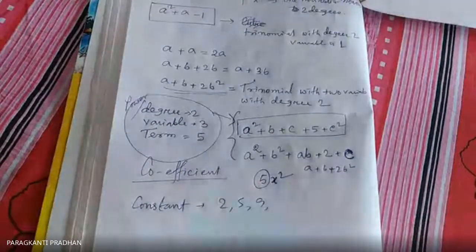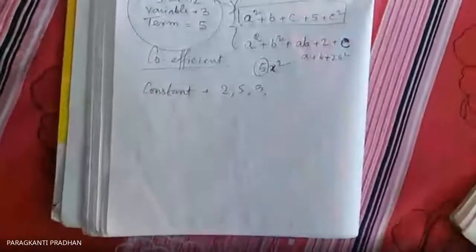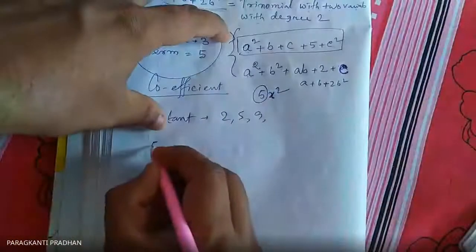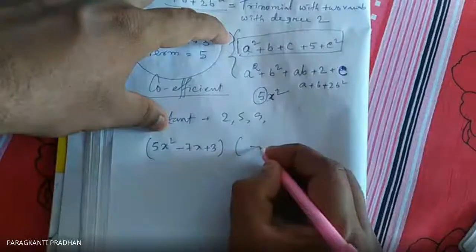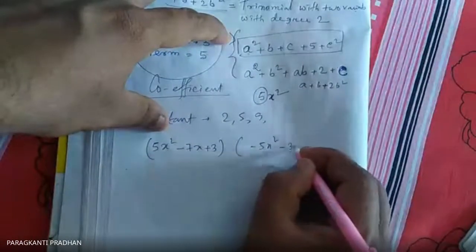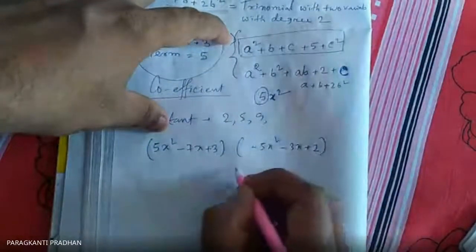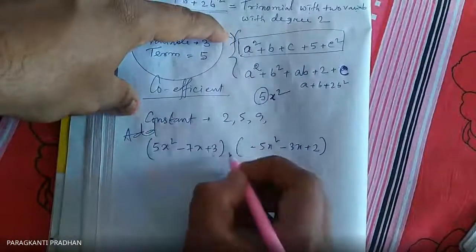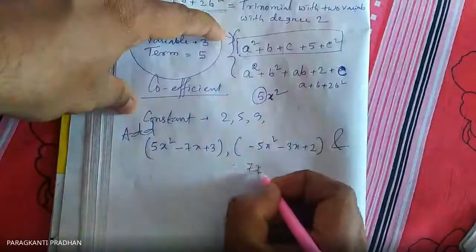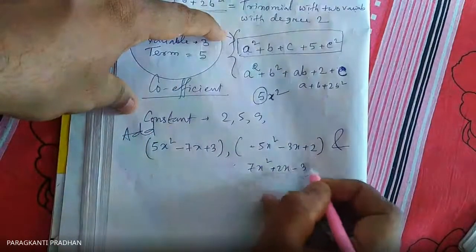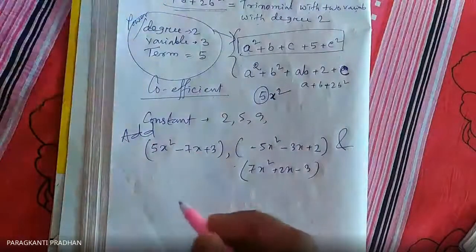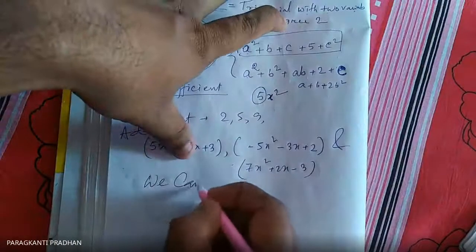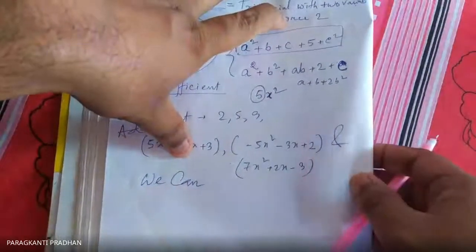Okay. Now I'm adding. How to do addition? Suppose 5x square minus 7x plus 3. This is the term. You have to add another, that is minus 5x square minus 3x plus 2, and another term, 7x square plus 2x minus 3. So we can add this by two methods, row method and column method.